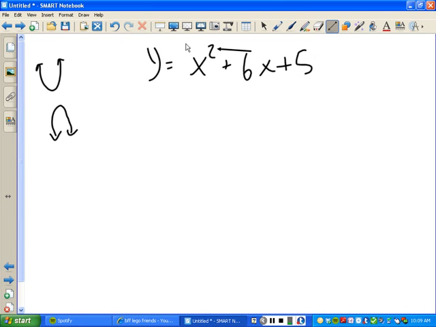All right, now, do I know whether that U is going to be an up U or a down U? It's going to be up, right? So it's going to be this one. Now, why is it going to do that? Because if you look in front of the x squared, it's positive. And people go, how do you know that? Well, because there's nothing there. If I had a negative sign, then it would be negative, and that would make it go down. Okay? So those are all things you need to understand.